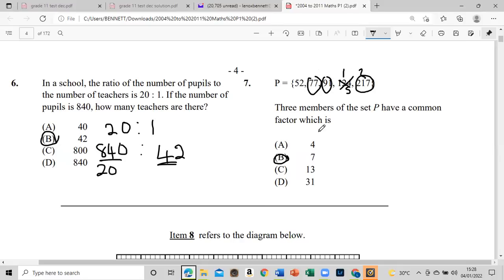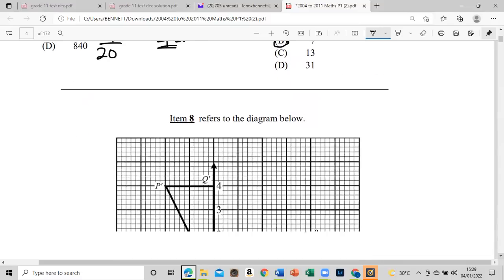What I did, guys, I just basically tried them as I go along. Next, I would have tried 13 and then 31. But fortunately, we don't need to. So 7 is the answer for that one.